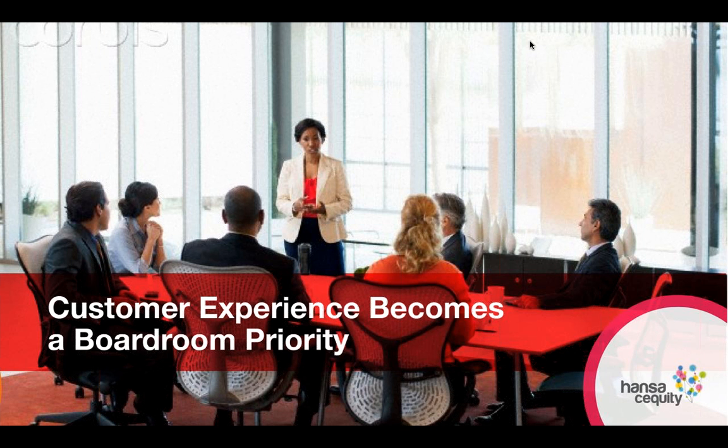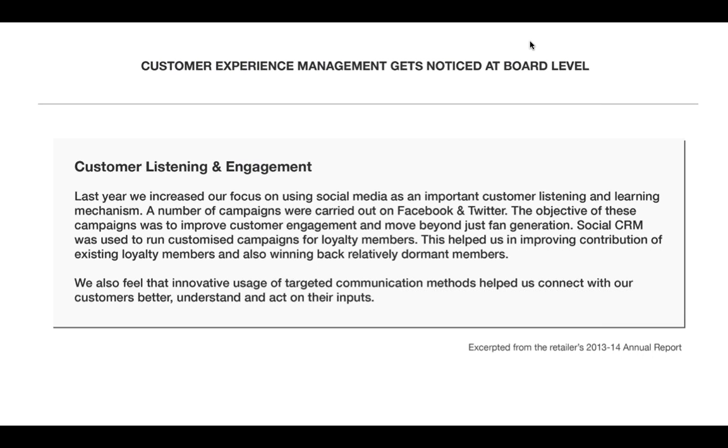If you look at the DND bases, people who we're not able to communicate to, who are in our CRM program because we're not allowed to, we're now able to do that through social CRM. We're able to take that group of people and target them on Facebook and on Twitter very specifically.